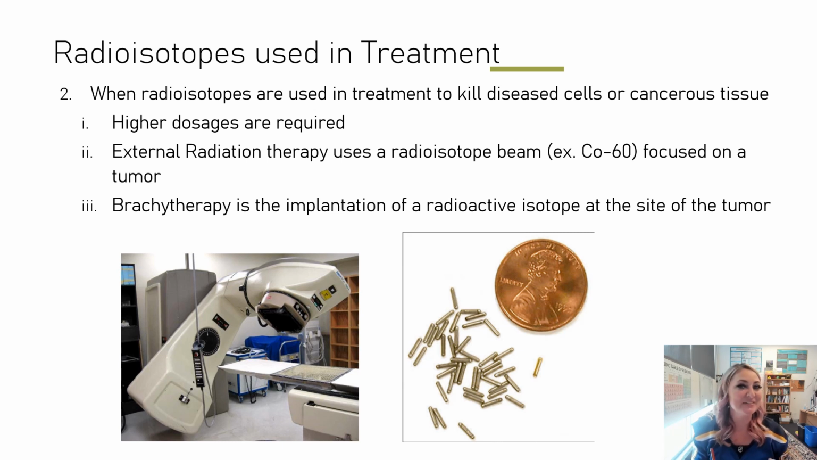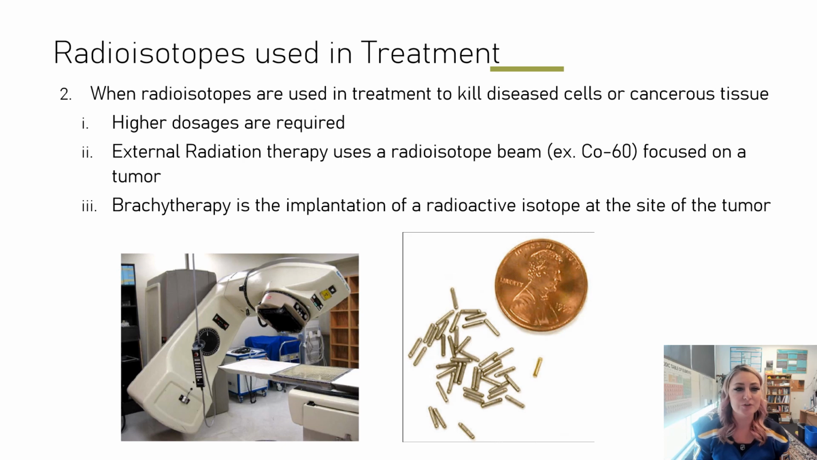We want to kill diseased cells. We want to kill cancerous tissues with these radioisotopes. Keep in mind that the radioisotopes and the materials that are emitting radiation are non-selective, so they're going to kill cancerous cells and they're going to kill healthy cells, but they kill cancerous cells at a faster rate than they kill healthy cells. So that's why we still put those into the body.